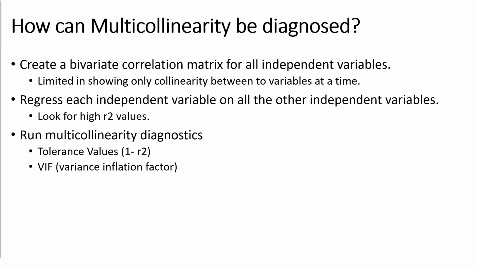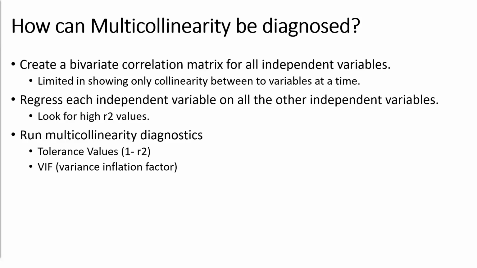How can multicollinearity be diagnosed? Well, the old-fashioned way is to create a bivariate correlation matrix, and this is the way that I was initially taught to do it for all of your independent variables. The correlation matrix will show us bivariate correlations among all of our independent variables. So we can check this to see if there are high correlations between any of our independent variables. That will show up on our correlation matrix.